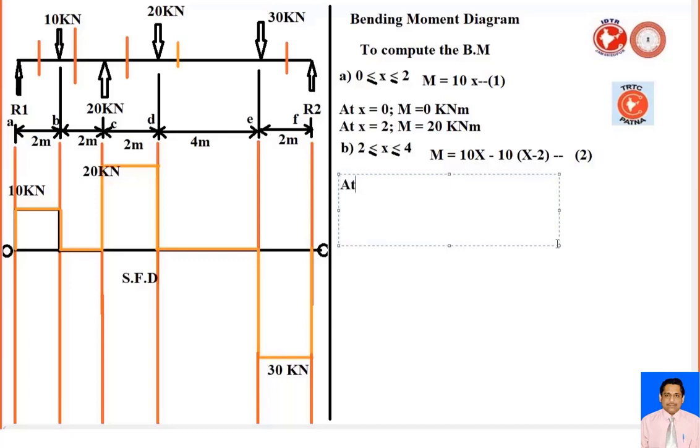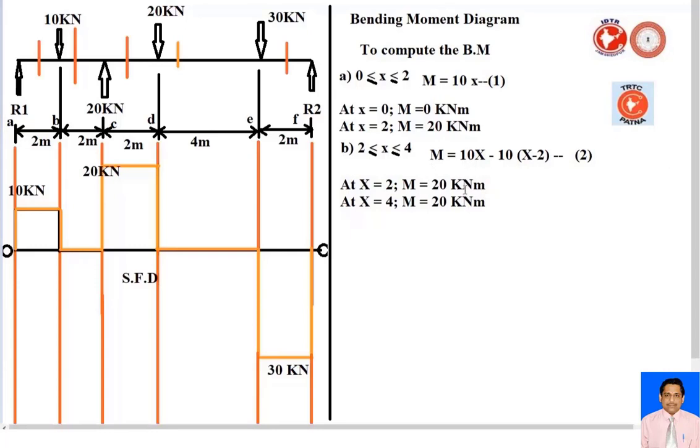So at x equal to 2, what is your bending moment? Moment is equal to 20 minus 0, so 20 kilonewton meter. And at x equal to 4, what is your moment? Moment is equal to 40 minus 20, again 20, that means it is constant. Just substitute x equal to 2 and x equal to 4 in equation number 2. Both values are the same, 20 kilonewton meter.